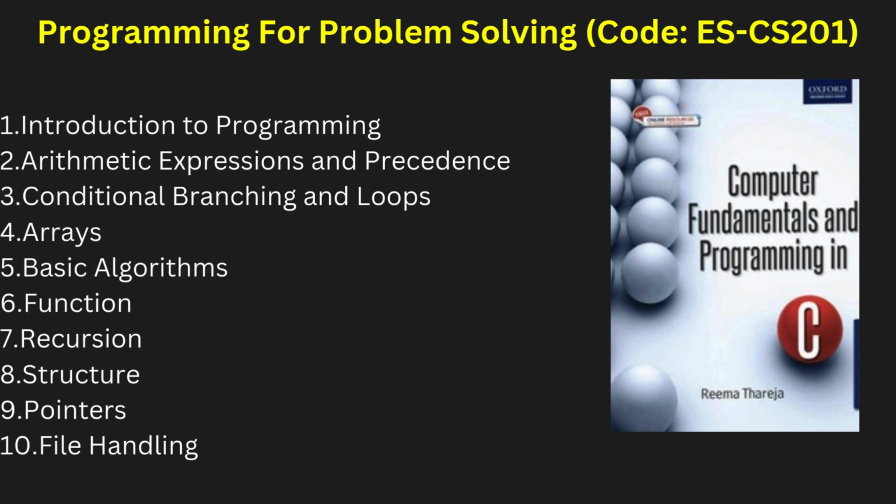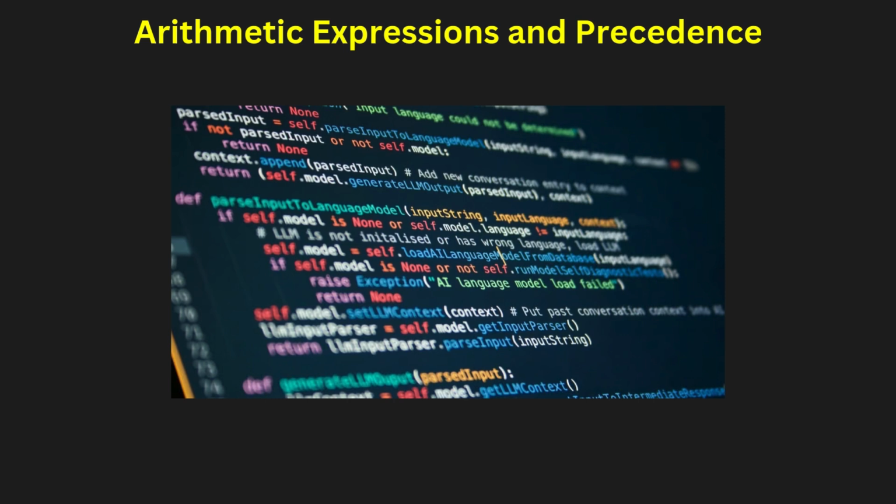In this video, we continue our journey into programming for problem solving with chapter 2, arithmetic expressions and precedence. Understanding how expressions work is essential for writing efficient code. We will explore the different types of operators, learn about precedence and associativity, and discuss type conversion and typecasting. We will also dive into how expressions are written and evaluated in programming languages. Finally, we will look at mathematical functions and libraries that simplify complex calculation. Mastering these concepts will help you to write error-free and optimized programs.